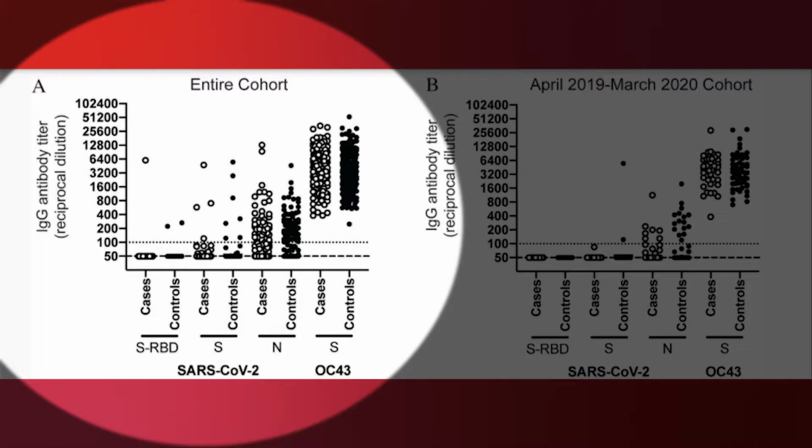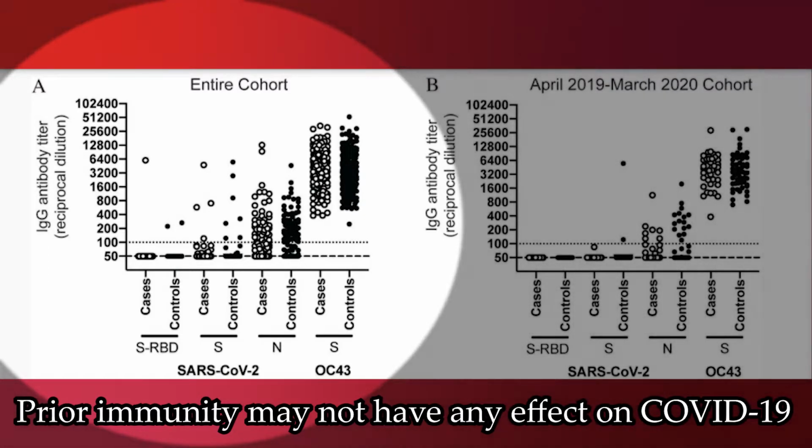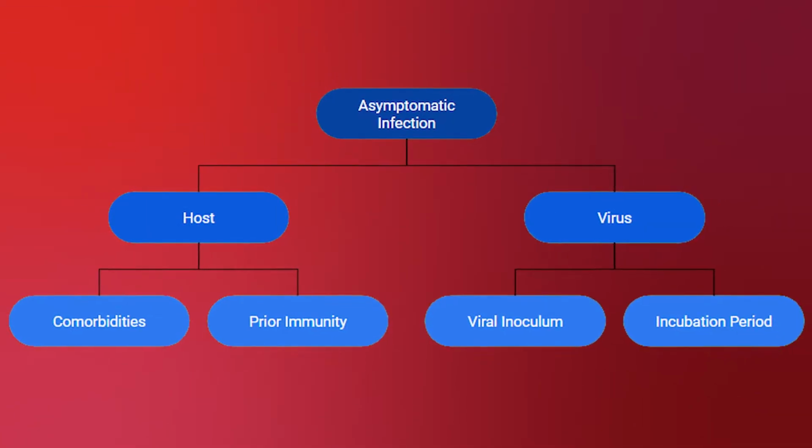The study also found no significant difference in disease severity and hospitalizations between people who had prior immunity to seasonal coronaviruses and those who did not. If prior immunity doesn't affect disease severity, then there may be more to the story than we previously had thought. The cause of asymptomatic infections may be related to either the host or the virus itself.